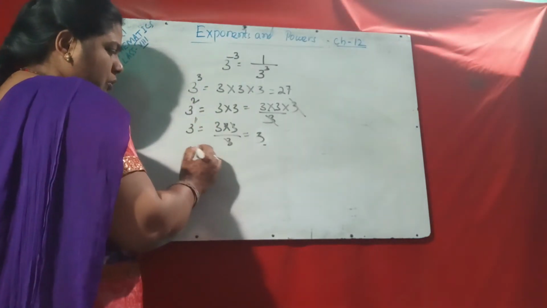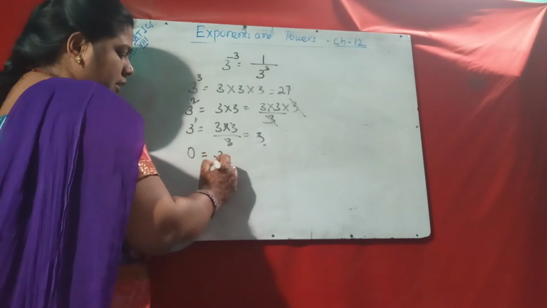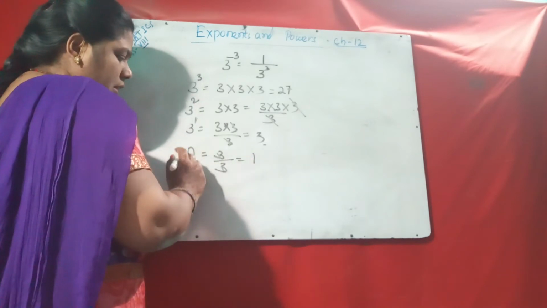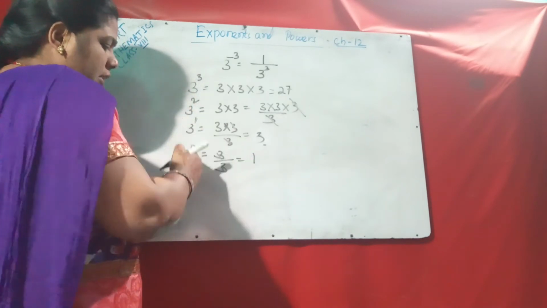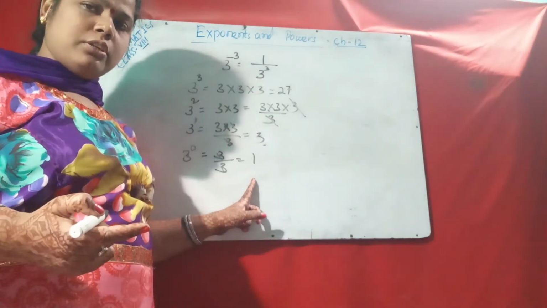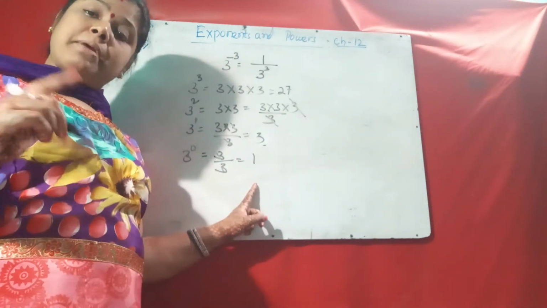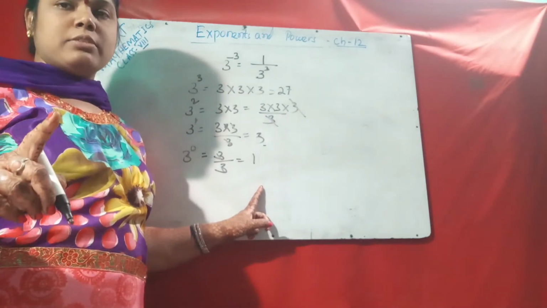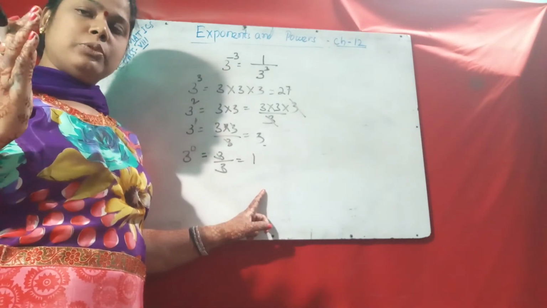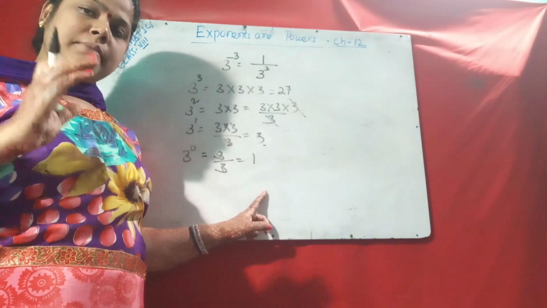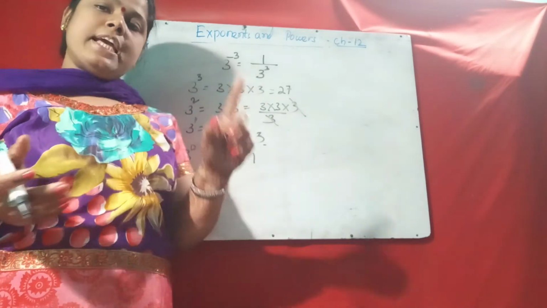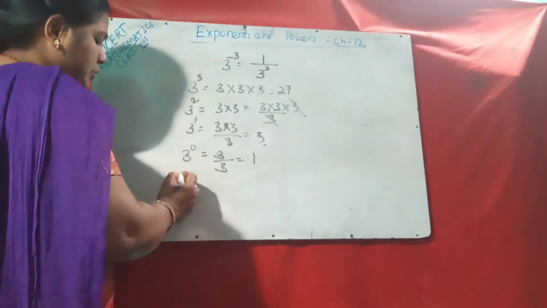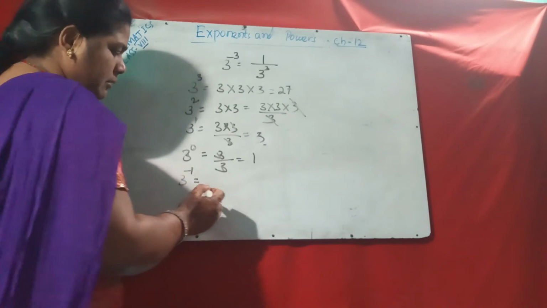Then power 0 means what? 3 divided by 3. Okay, 3 divided by 3, cut, you get 1. So 3 to the power 0 equals 1. Any number, whatever may be the base number, if the power is 0, the value will be 1. Remember this one, this may come as a short question, bit type. Whatever the base number, if the exponent or the power is 0, the value will be 1.